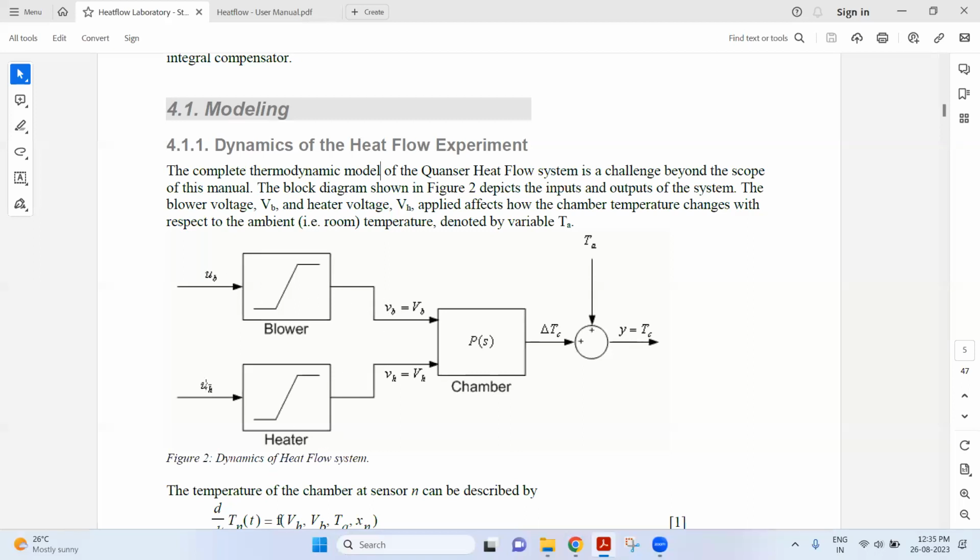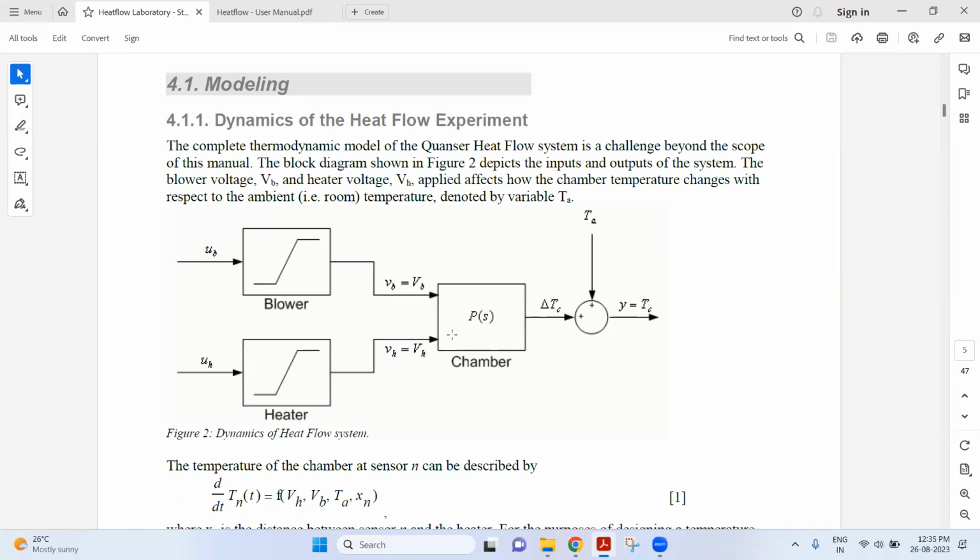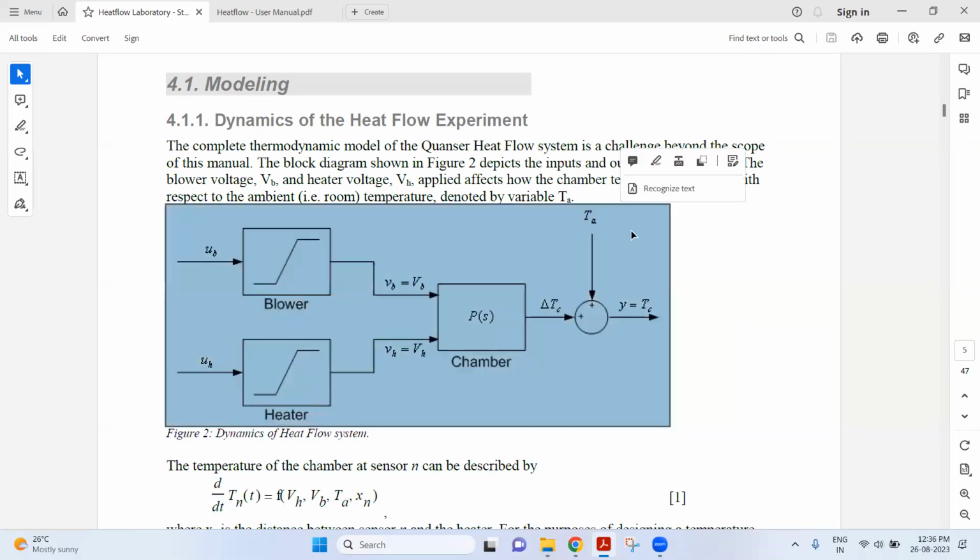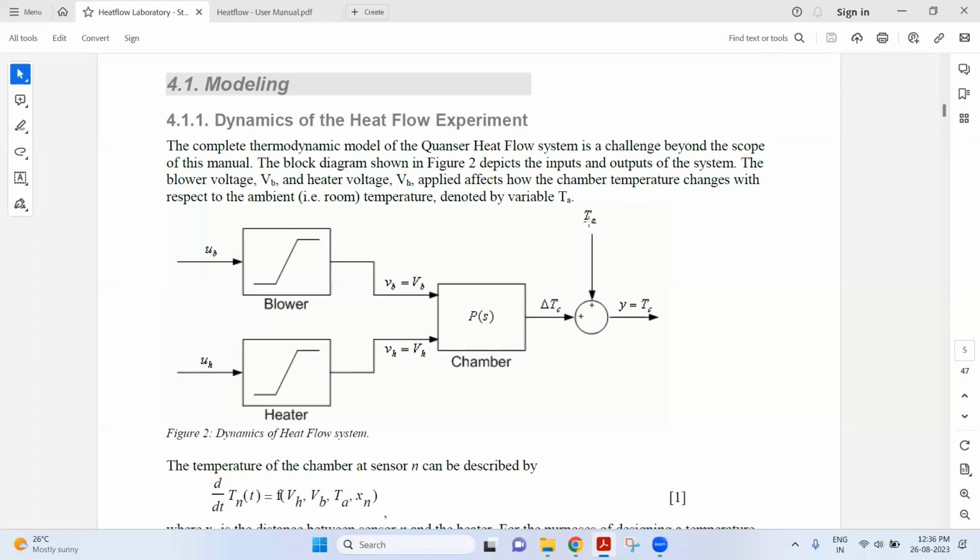Same way for the heater: the input heat energy is converted into voltage. Both voltages come inside the chamber and will heat it, and Y is the output. TA is the ambient temperature, which means the room temperature, and we need to measure the temperature inside the chamber considering the ambient temperature. Are you getting it now?